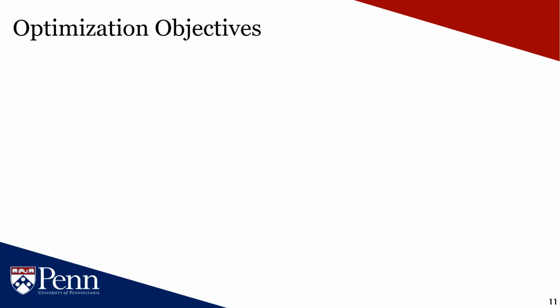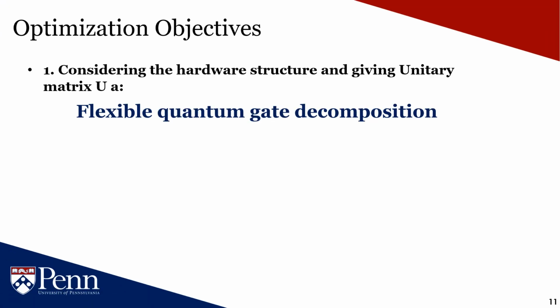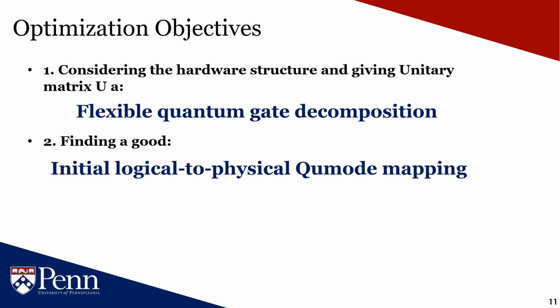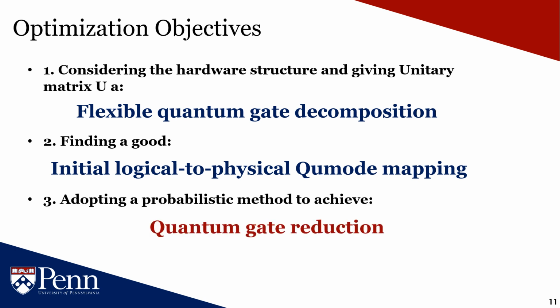Our optimization goals are clear. First, we will consider the hardware structure and high-level representation of the unitary matrix to give a flexible quantum gate decomposition. Second, we aim to find a good initial logical to physical Q-mode mapping. Thirdly, we adopt a probabilistic method to achieve quantum gate reduction.